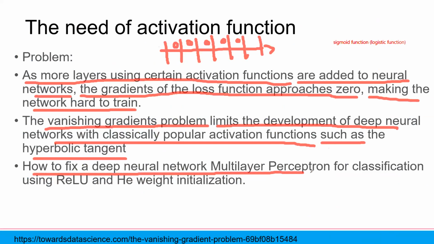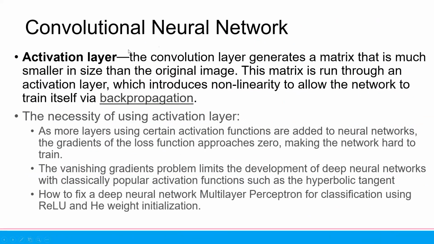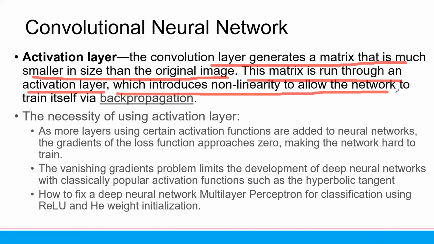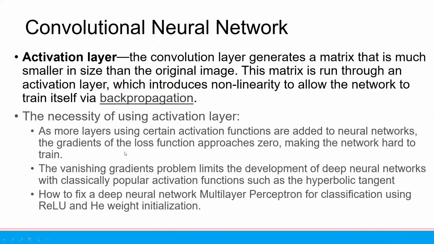How do we fix this in the neural network or the multi-layer perceptron for classification? We can use ReLU or some other function with initialization. So the activation layer, okay. The convolutional layer generates a matrix that is much smaller in size than the original image. And this matrix is run through an activation layer, which introduces non-linearity to allow the network to train itself via backpropagation. We learned about backpropagation before. So backpropagation usually requires the activation layer. The necessity of using the activation layer. Okay, I think this is the same as this one.